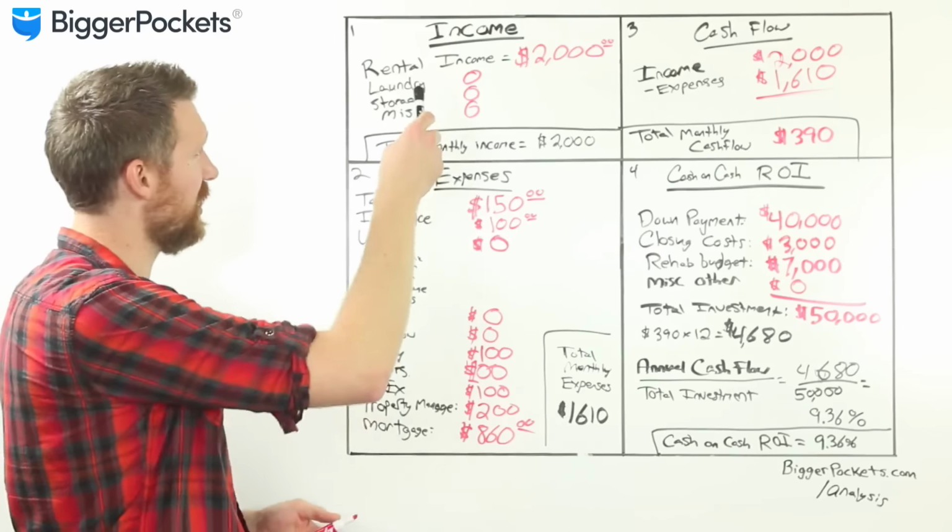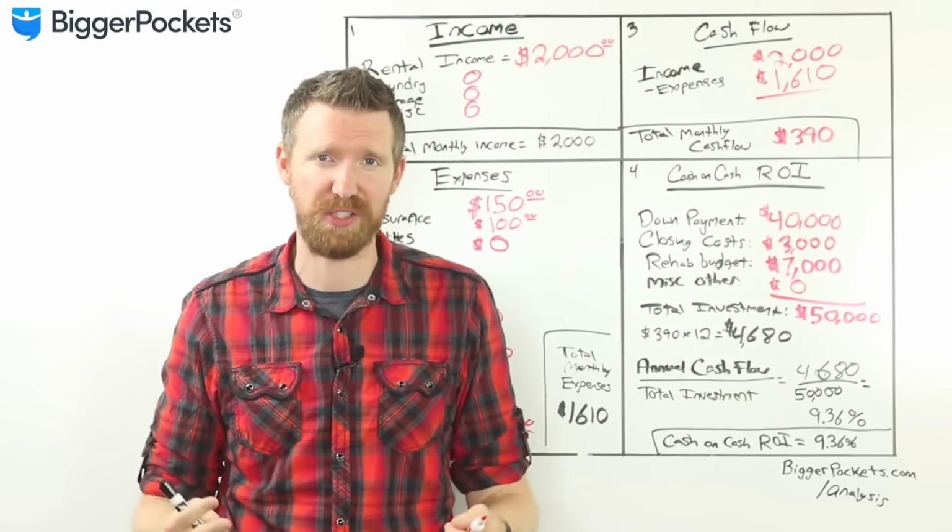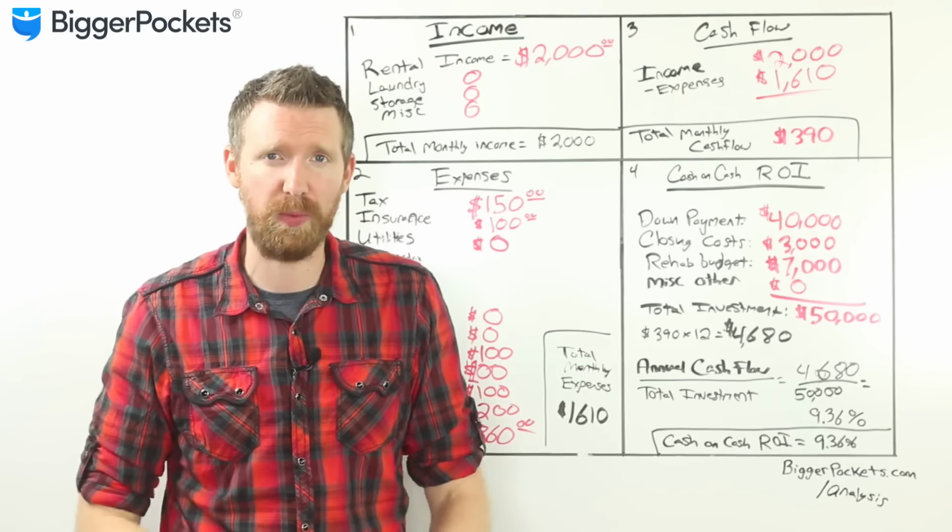So hopefully you guys have a good indication or understanding now of how to analyze for cash flow and cash on cash return, how to do the numbers on a rental property.